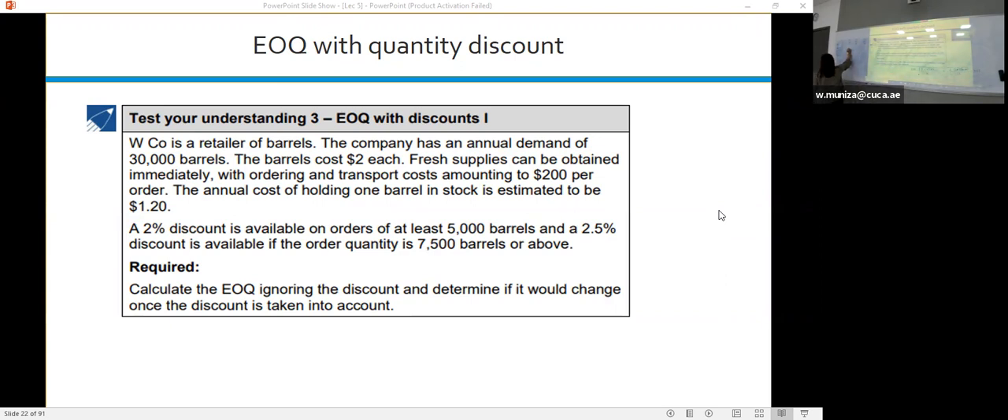Please compare the answers. Do not see before solving. Just compare your answers.